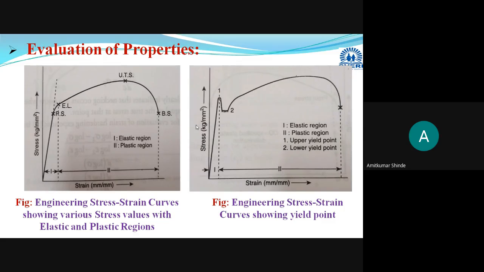Now here, please try to understand this. This is very important. This is the value first. Okay, this is the PS, proportional stress. Here in this diagram, PS is the proportional stress. Then what is the meaning of the proportional stress?